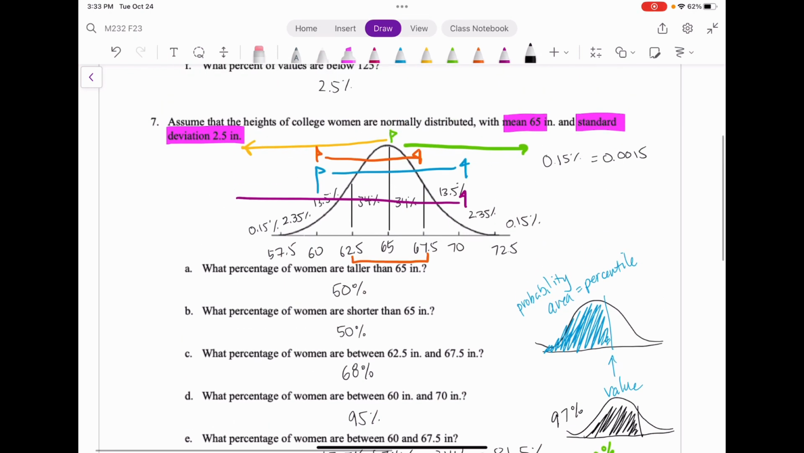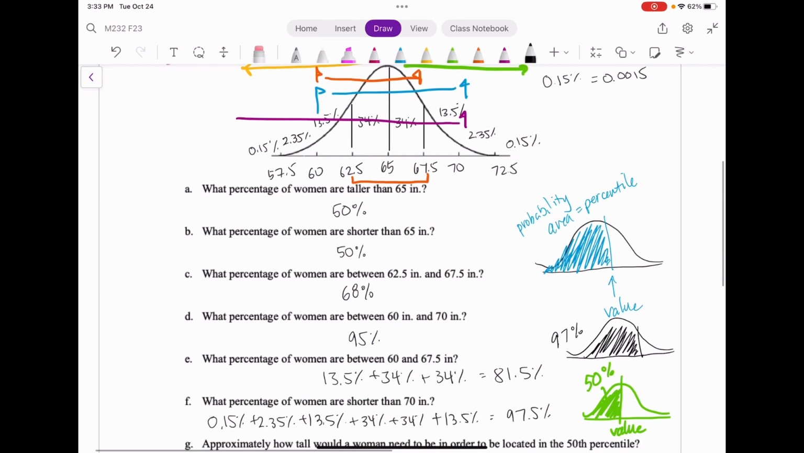So if you go up to 70 on your chart and you were to find the area below 70, you would get 97.5, which is referenced from question F. And then that 50% was B. So this would be the 50th percentile. And this would be the 97th percentile. And percentiles are always from that value down.